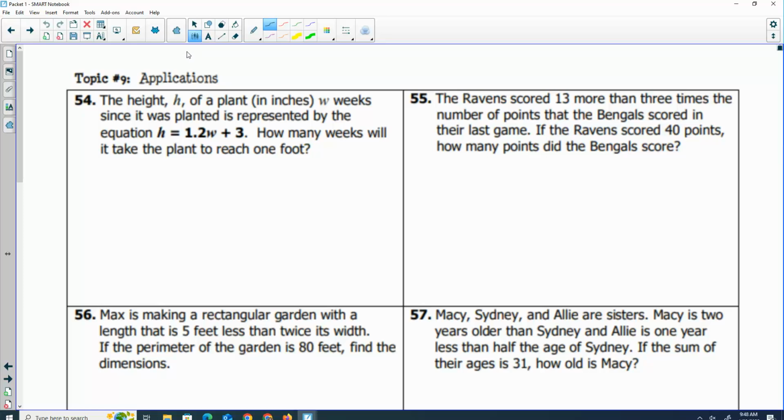All right, I want to look at problem 55 on this. The Ravens scored 13 more than 3 times the number of points that the Bengals scored in their last game. If the Ravens scored 40 points, how many points did the Bengals score? So we have to write an equation. We're trying to find how many points the Bengals scored. So that's like my variable.